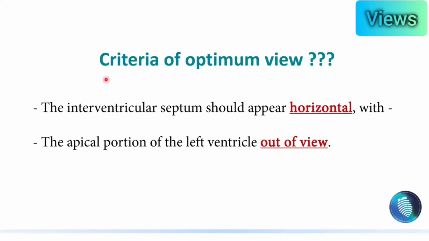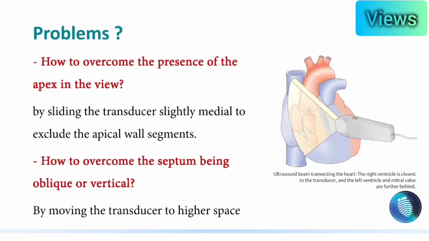The second question is, what are the criteria for the optimum parasternal view? One, the interventricular septum should appear horizontal. Two, the apex must be out of the view. And we will see examples for this and how to overcome those problems.